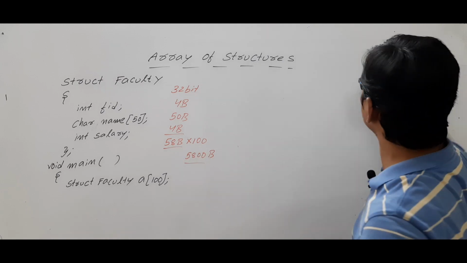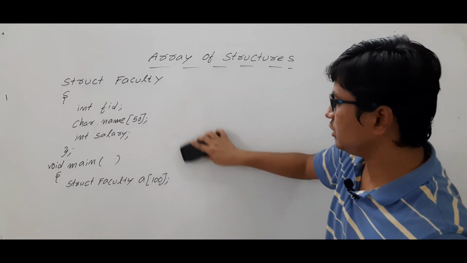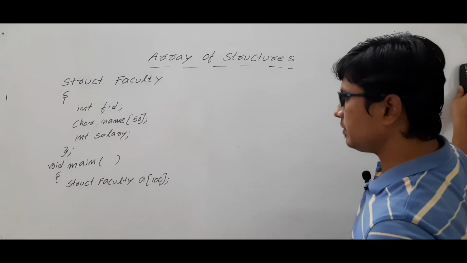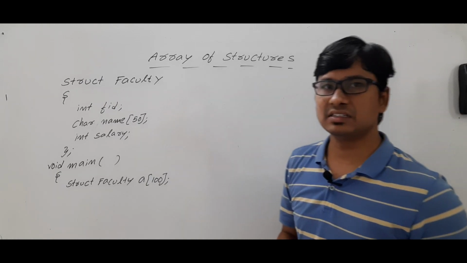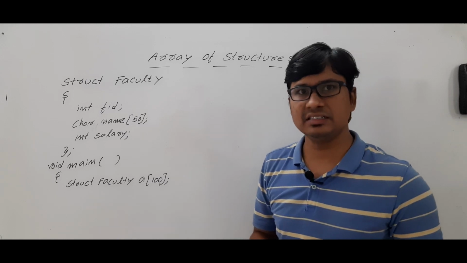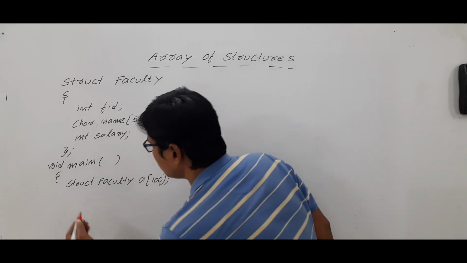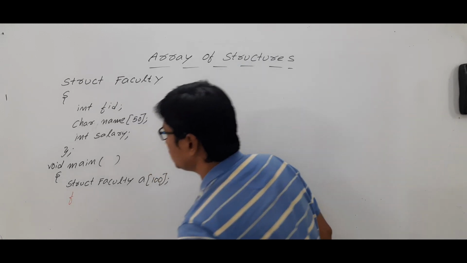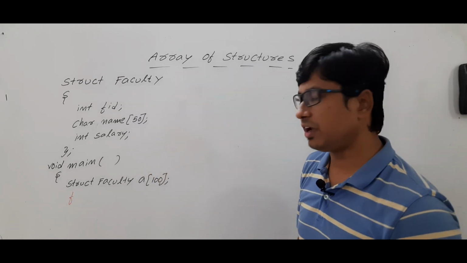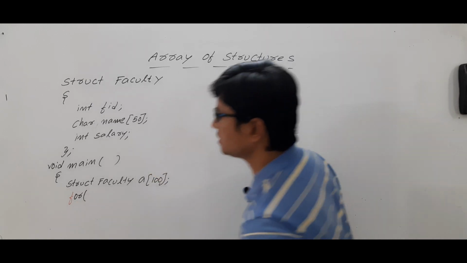I hope you have understood how much memory will be occupied if you are running on a 32-bit compiler. Now I want to ask the user to enter the faculty details and store them. As I need to enter the 100 faculty details, I can use an iteration statement or loop.